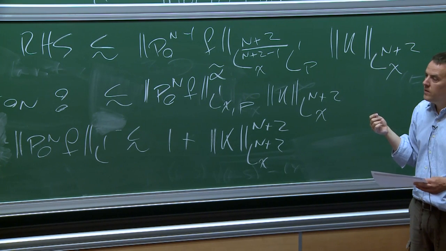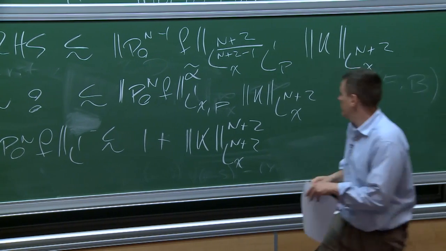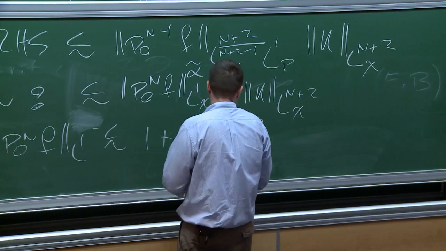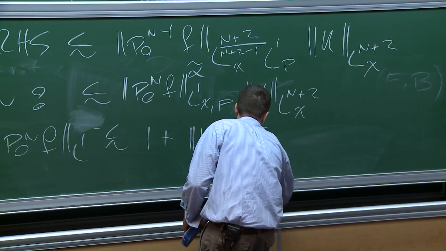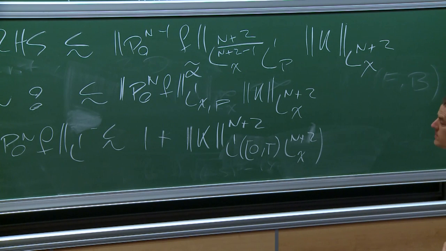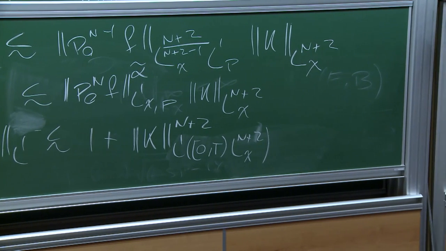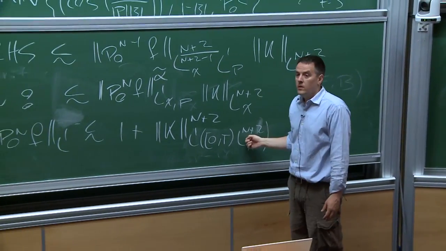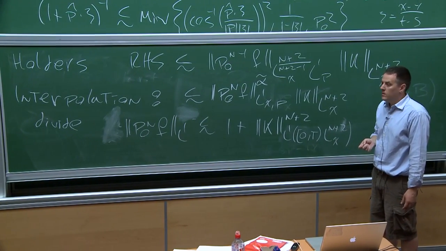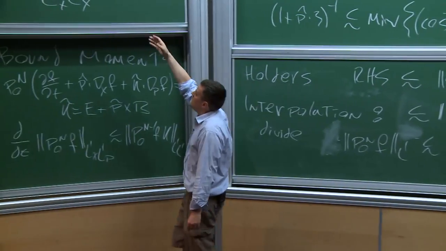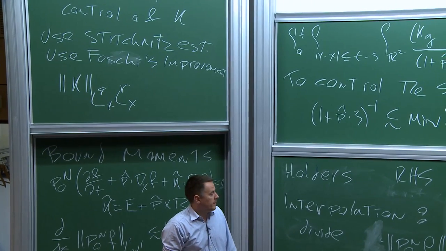And now you see the answer. Right, I forgot to write that one. Okay, so you integrate in time and you get an L1 norm in time and an Ln plus 2 norm in space. And now you see that you can control the high moments of F by the high L P norms of K. And this is what motivates which Strichartz estimate you try to use. So you want some high L R control of K.